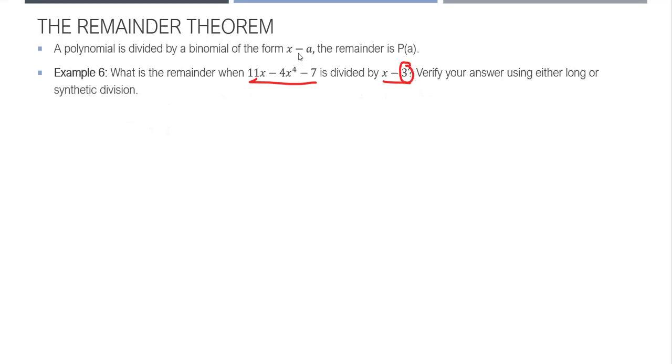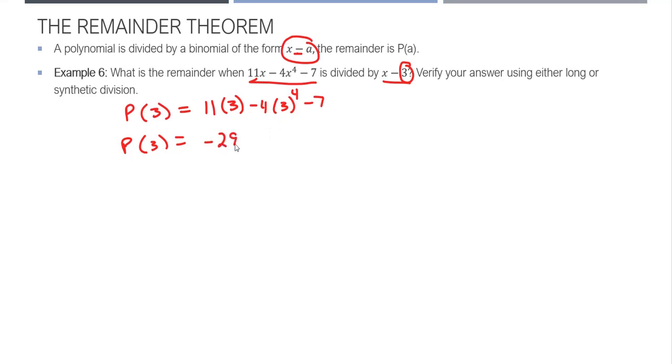Now note that this is a negative already in this form. So it's just going to take the 3, so p of 3 is equal to, and then substitute in 3 for all of our x values. So 4 minus 3 to the power of 4 minus 7. So using our calculator, we're going to actually get quite a large number, negative 298. So this is our remainder.